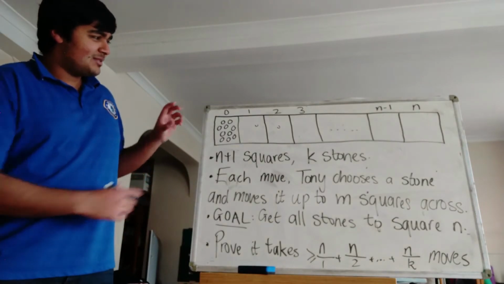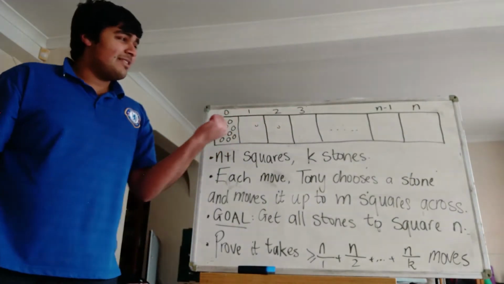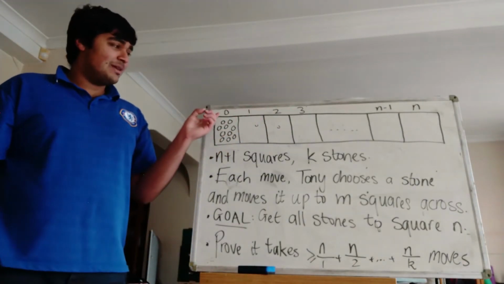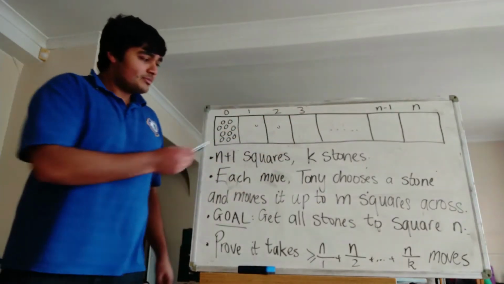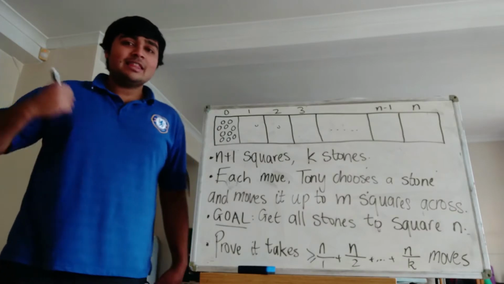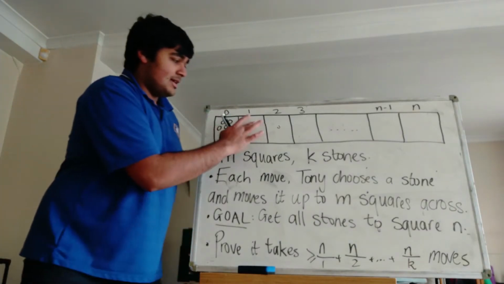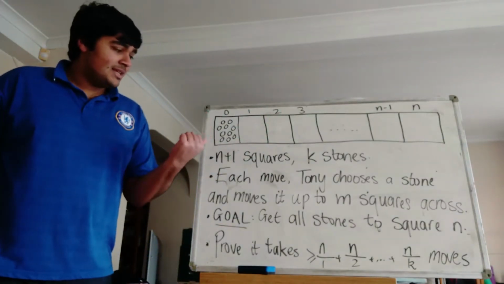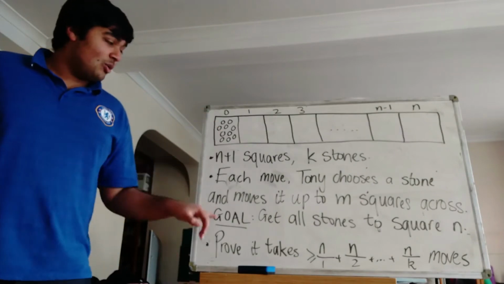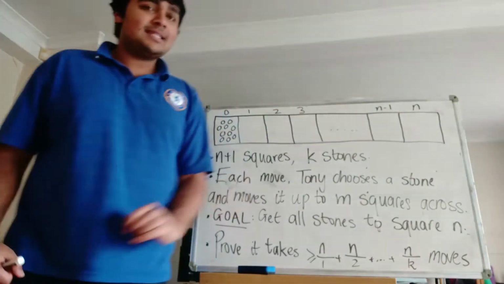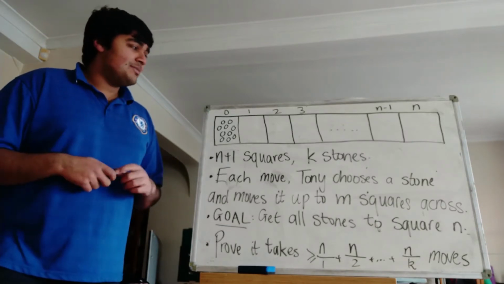So we have this checkerboard, or just a sequence of squares, and there are n plus 1 squares. The first one we're labelling 0, then 1, then 2, then 3, all the way up to n. On square 0, initially there are some stones, and the number of stones is k. So we have k stones initially on square 0 only. Now we have this guy Tony playing a game, and his main goal is to bring all the stones onto square n.